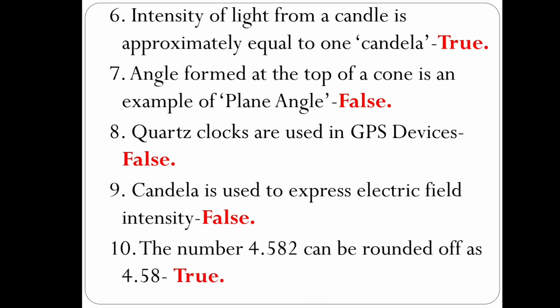The number 4.582 can be rounded off as 4.58. True. Because the next number is 2, it is below 5. So we can take the other number as it is as 4.58. So it is true.